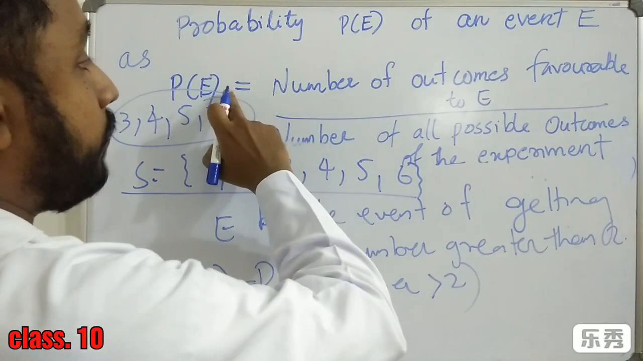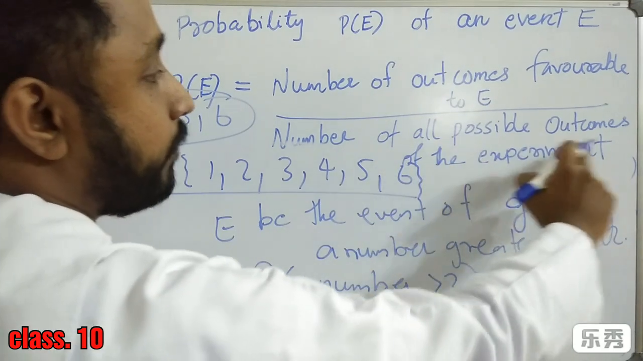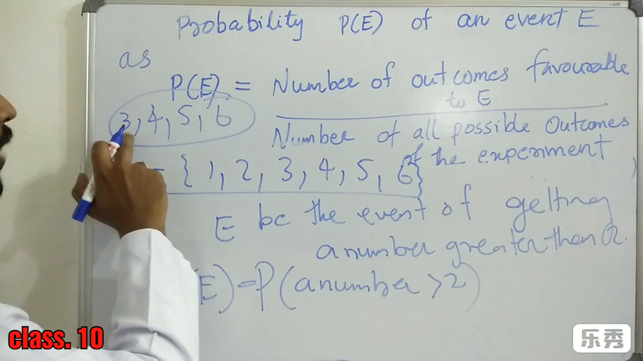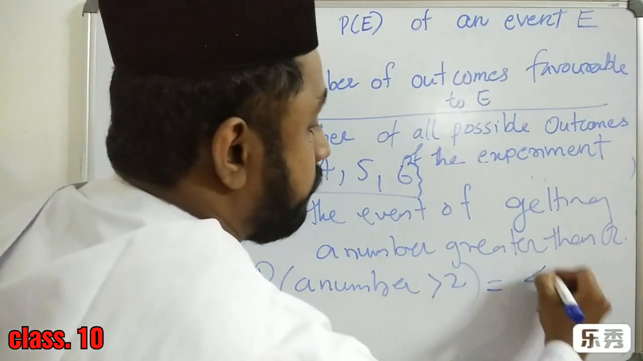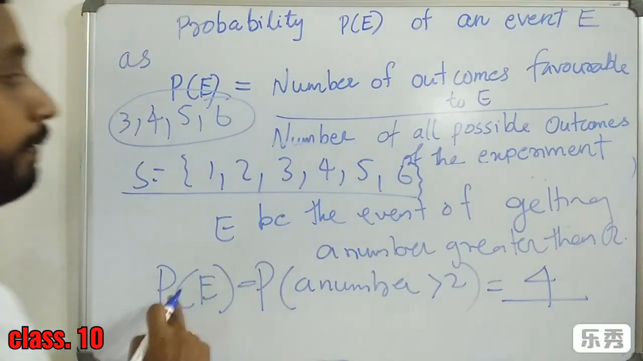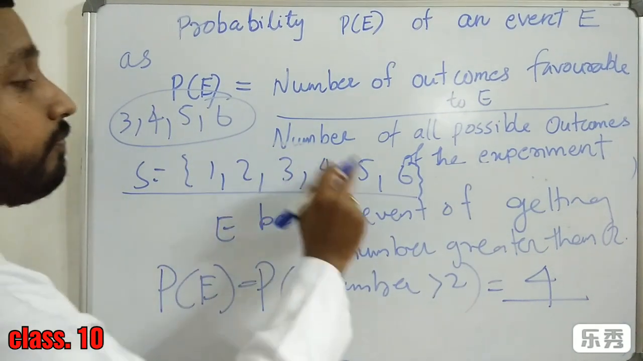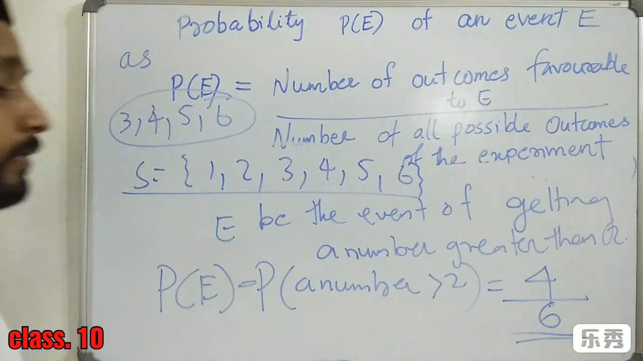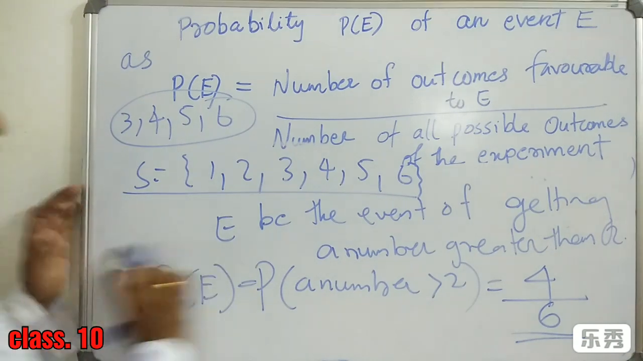So our probability of E is equal to the number of outcomes favorable to E divided by the total number of outcomes. The numbers greater than 2 are 3, 4, 5, 6. 4 numbers are there. So the number of favorable outcomes is 4, divided by the total number of outcomes, that is 1, 2, 3, 4, 5, 6. 4 by 6. That is the answer. So the probability of a number greater than 2 is equal to 4 by 6.